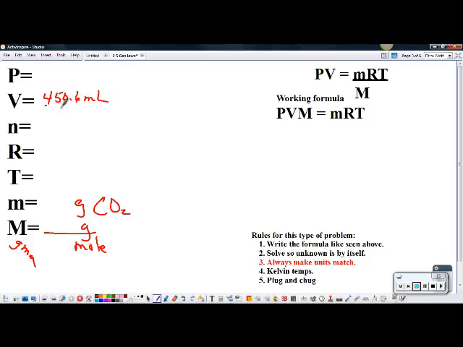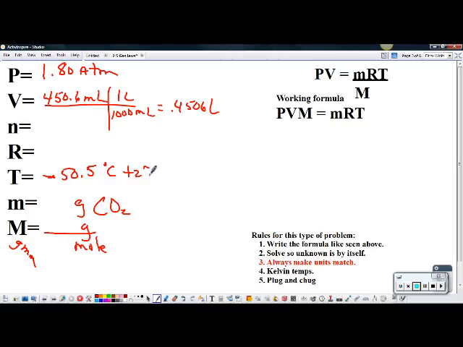450.6 milliliters. I know immediately I need what unit? Liters. So 1,000 milliliters is 1 liter, which gives 0.4506 liters, at 1.80 atm. And I've got a minus 50.5 degrees C plus 273, which is equal to 222.5 K.